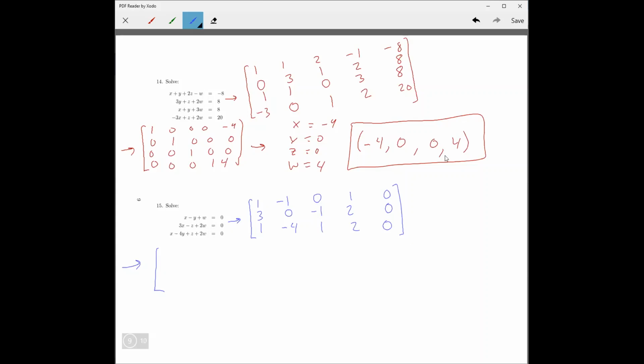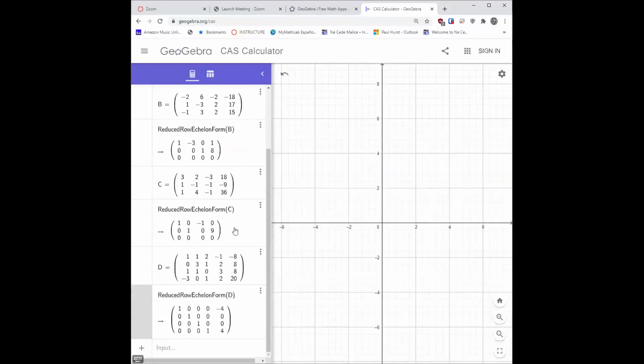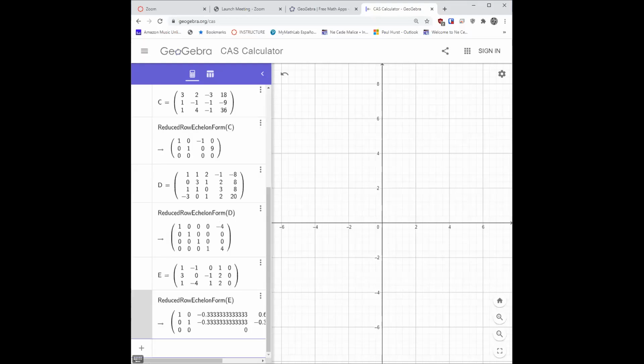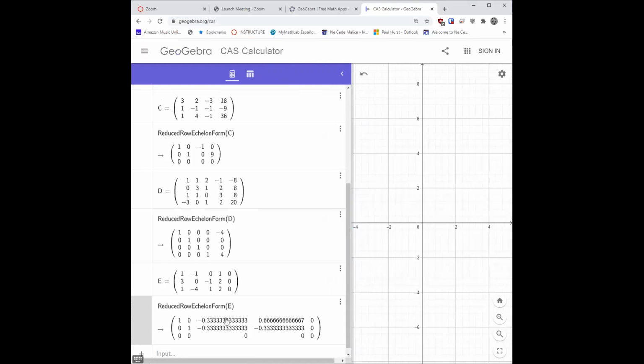Okay. So now we're going to do GeoGebra. We'll put that matrix in GeoGebra. So I'm going to call that E. Right there. And then we're going to do a reduced row echelon form of E. Okay, this is where GeoGebra kind of falls apart.